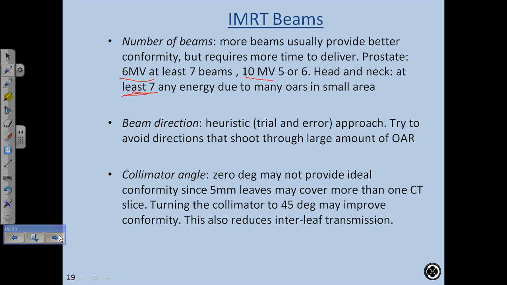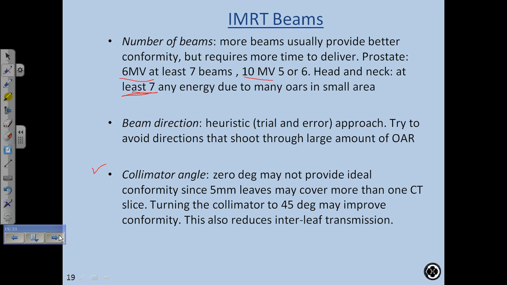Collimator angle is also an interesting point. A zero collimator angle may not provide conformity, since the 5mm leaves may cover more than one CT slice. So say your CT scanner gives you slices that are 2mm. Your structure might change shape between one slice and the other slice, but your MLC leaf is the same leaf. So if you rotate your collimator and you look at a beam's eye view, that can give you more flexibility and it can take out the lack of resolution of that 5mm leaf. So collimator turn might help you there.